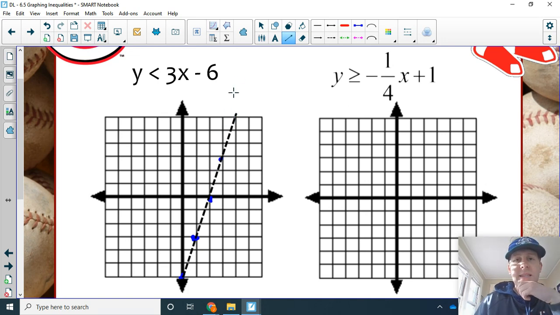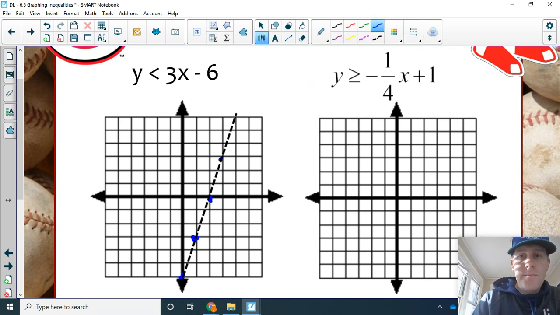And y is less than, so we want to shade below that line. It's crossing the y-axis down here, so I want to shade below that, which would be this way.